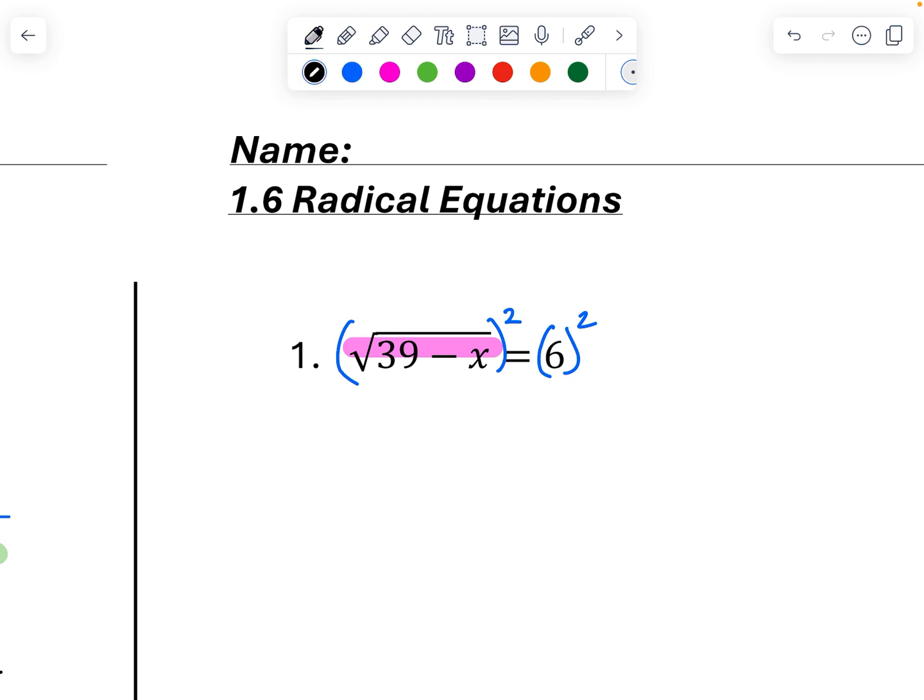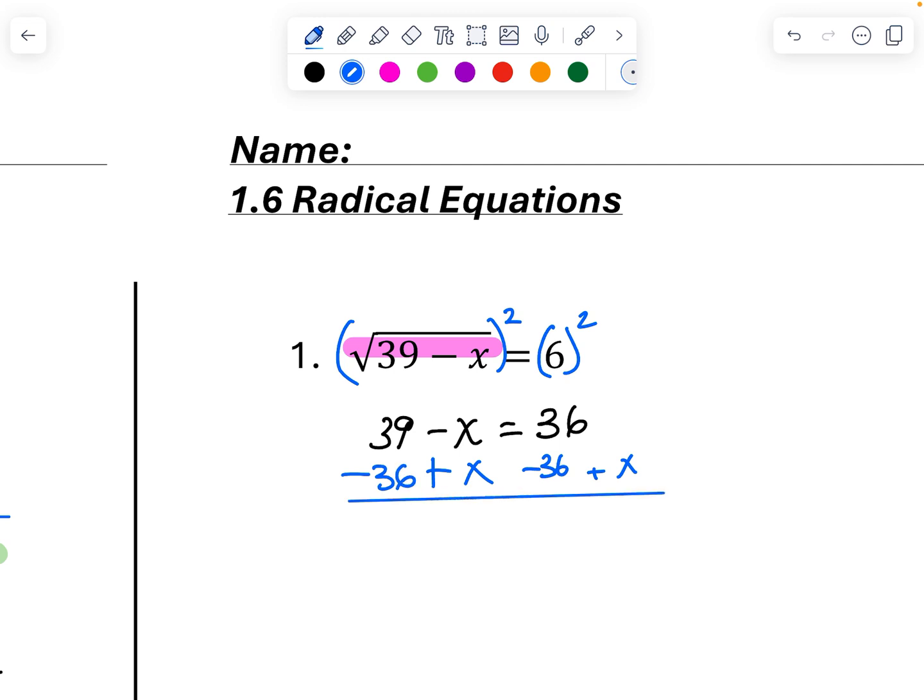You do that so that the square can erase the square root. So now you're going to have 39 minus x is equal to 36. And then what I would do is move the x and move the 36, because I like my x to be positive. So that gets me 3 is equal to x. Of course, if you did it the other way, that's fine. It just took you an extra step.